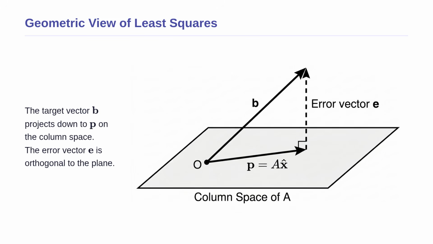Here we see a flat plane representing the column space of A, which is our reachable floor. The target vector B floats above it. The projection P, which is A times X hat, is the shadow of B cast straight down onto the plane. The dashed line is our error vector E, representing the vertical distance between them. Because it drops straight down at a 90-degree angle, it represents the absolute shortest possible distance between the target and the plane. This picture is the heart of least squares.